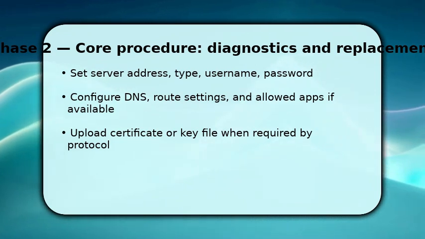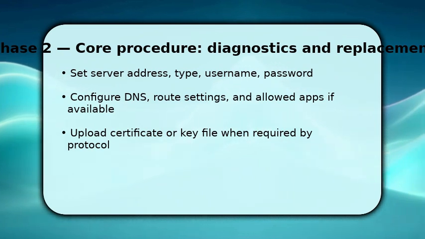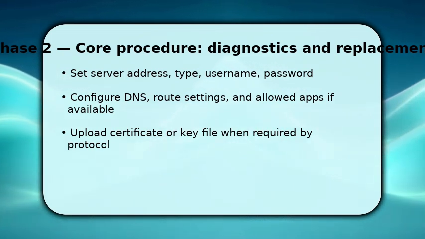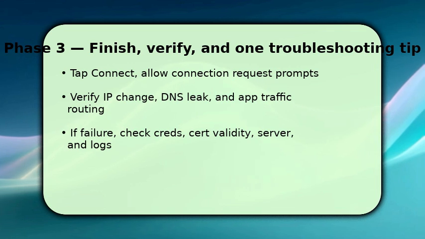Once fields are complete, save the profile, double-check spelling and trailing spaces. This avoids common failures and ensures the tunnel negotiates successfully. Tap Connect and accept any Android connection prompts. You'll see a key icon when connected.